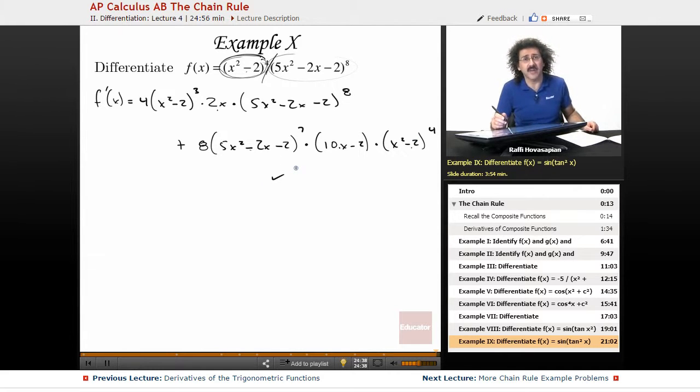You don't really need to simplify this. It's going to be too complex to simplify. So that is all. That is the chain rule. Don't worry about this. The chain rule is very, very important. So in the next lesson, we're actually going to be continuing our example problems for the chain rule.